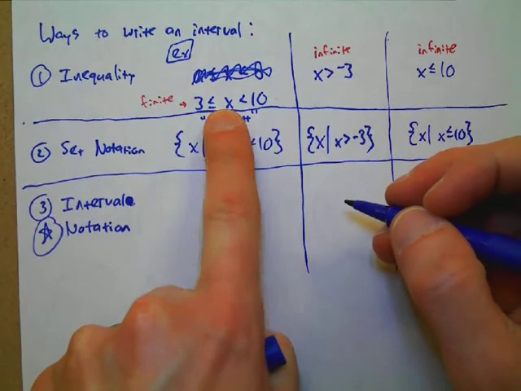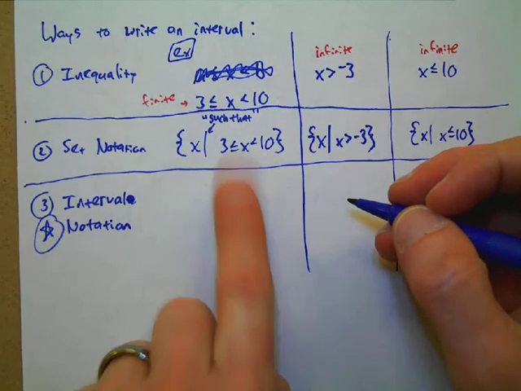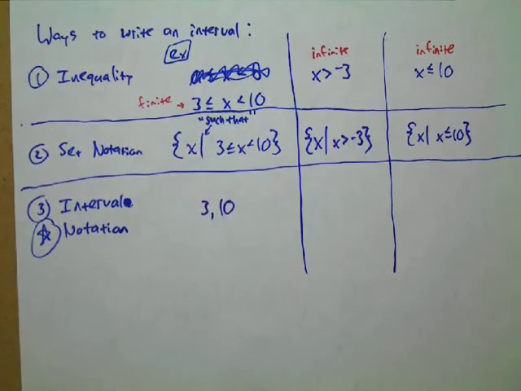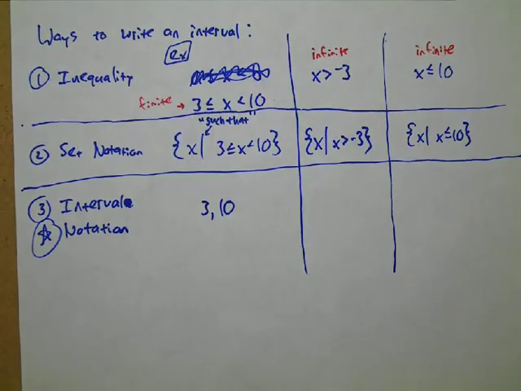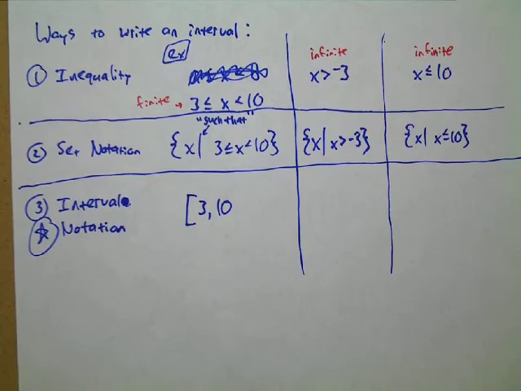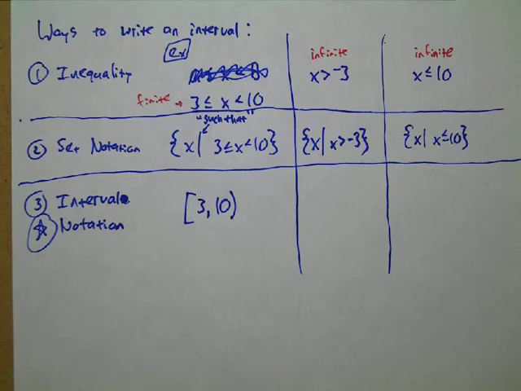All right. Interval notation looks a little bit different here. For this interval that we've got right here, 3 less than or equal to x less than 10, we're going to write the 3, comma, the 10. No x in between. We are going to use special grouping symbols here. For the 3, square bracket. For the 10, parenthesis.